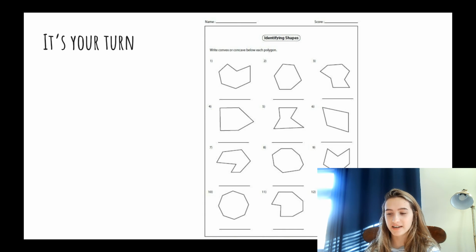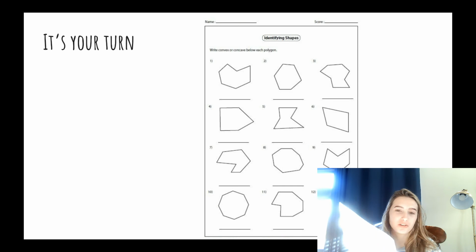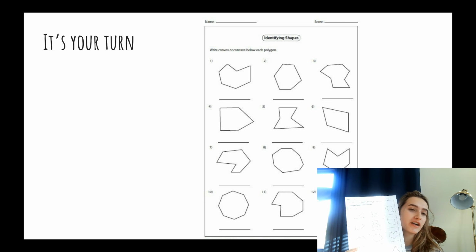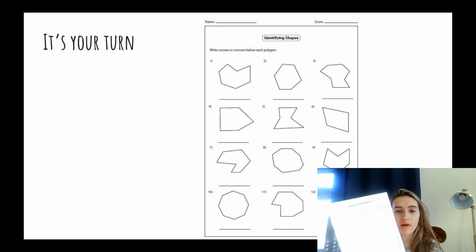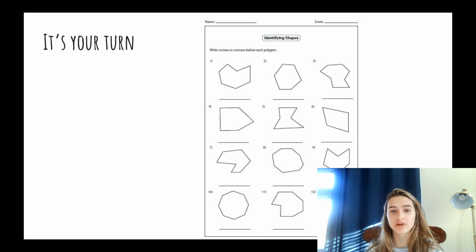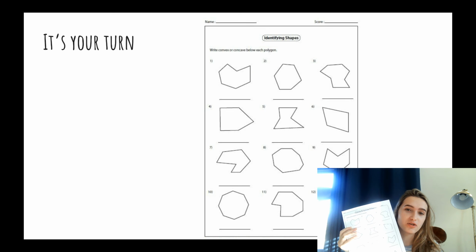Great. So you guys finished that activity. Awesome job. You guys seem to know what you've learned and what you're talking about. So we're going to test your knowledge even further. And so I'm going to be handing out this worksheet, and you guys are going to be working on this independently. Okay? And so on this worksheet, you're going to be writing whether each polygon on the sheet is concave or convex. You guys can always go back to the video, or you guys can refer to your notes that you took during the lecture video to help you answer these questions.